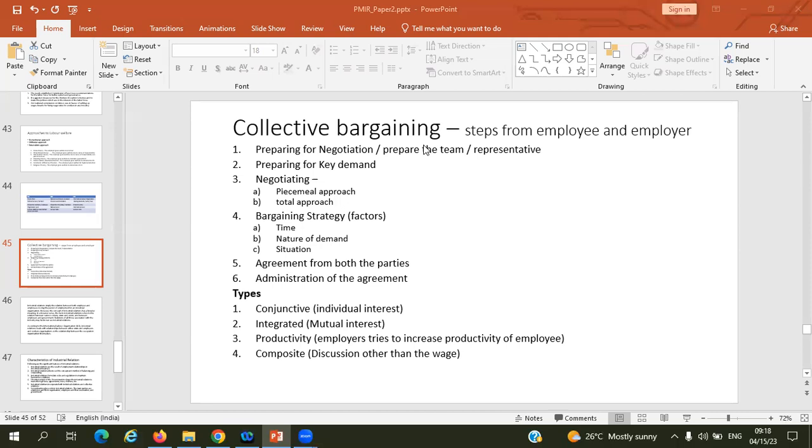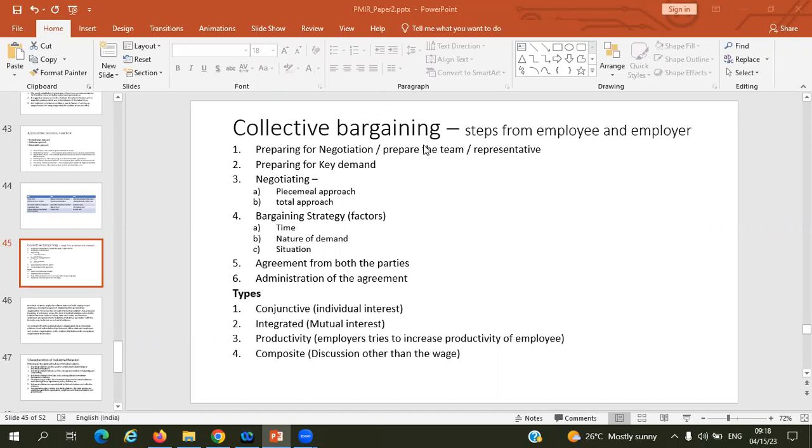The first two steps are your preparation. You are preparing what to demand, what to talk, and you are preparing the team who are going to talk, who are the people going to represent you. So these two steps. Then third step is negotiation.